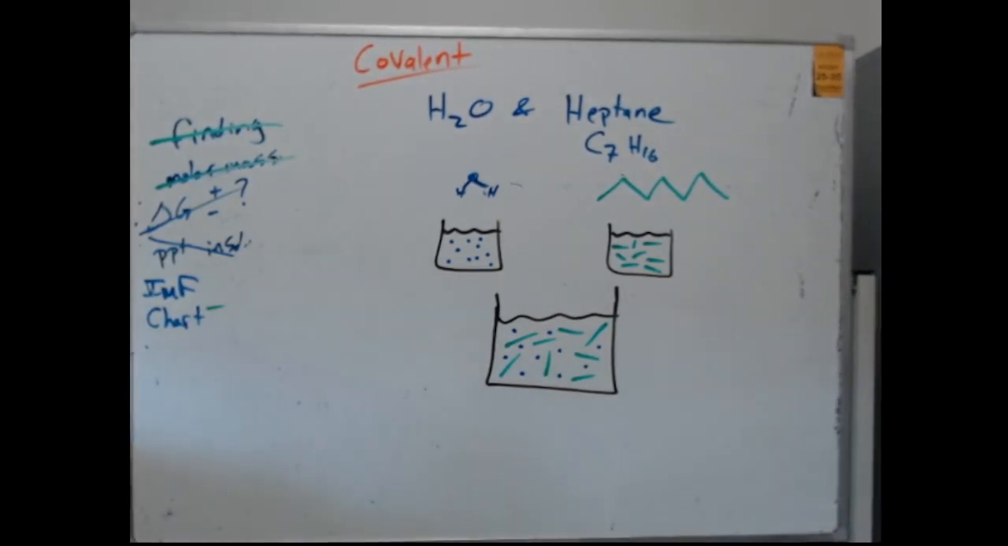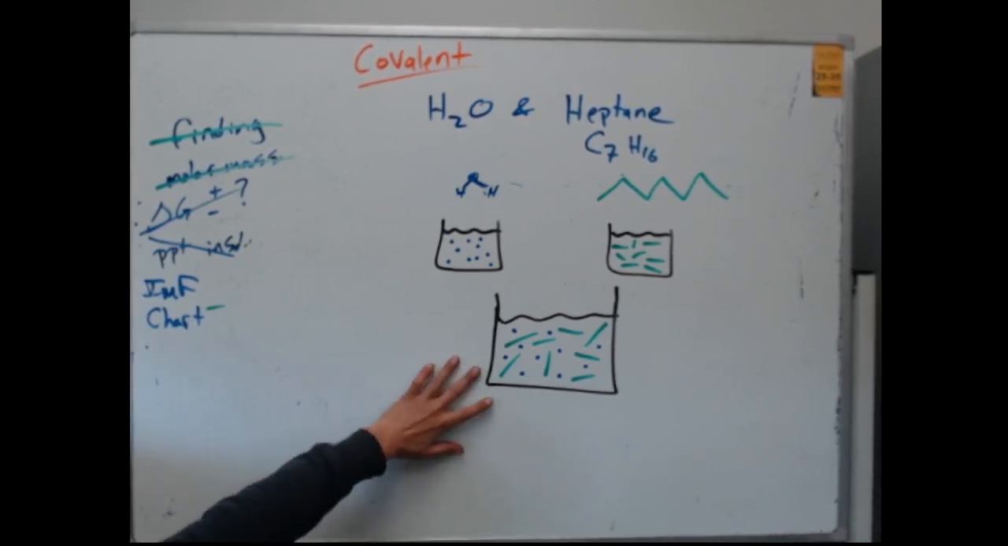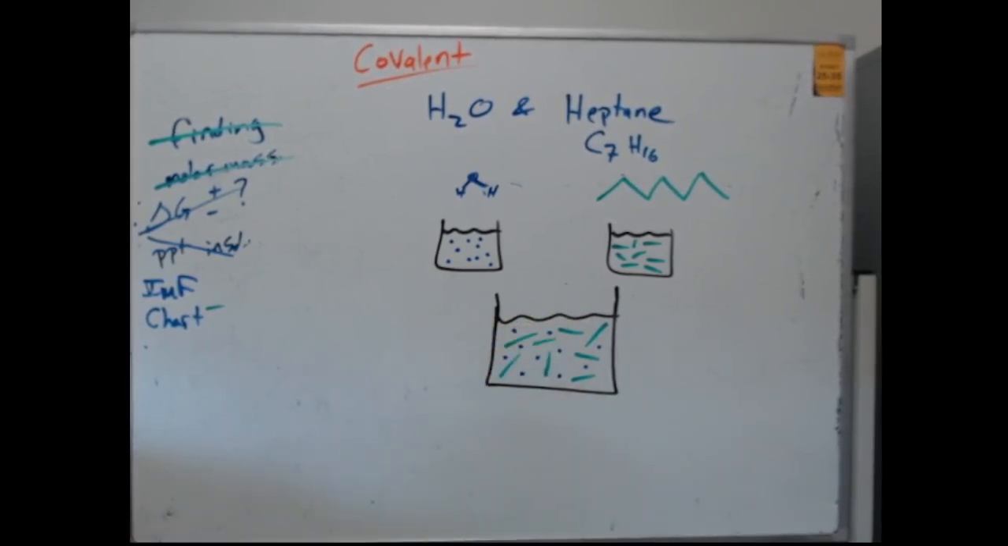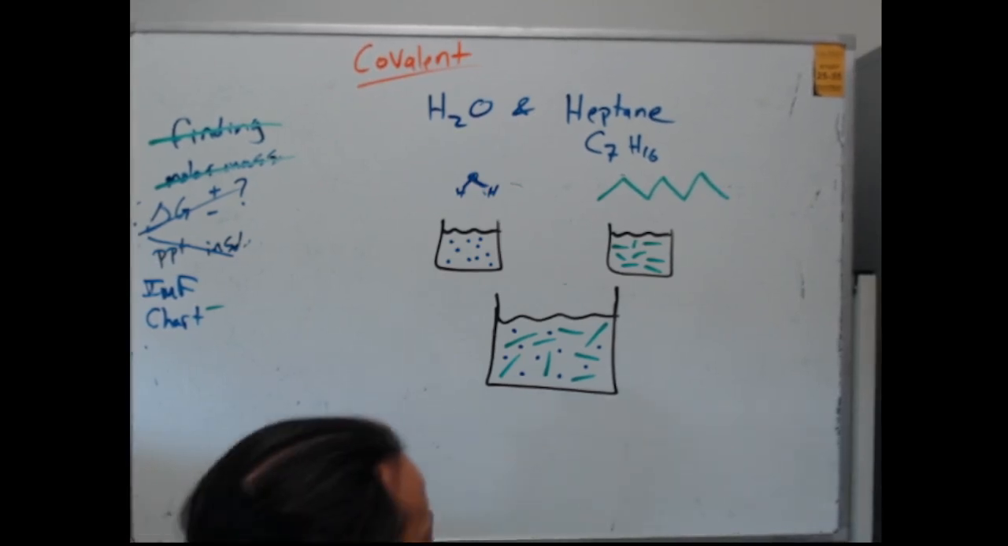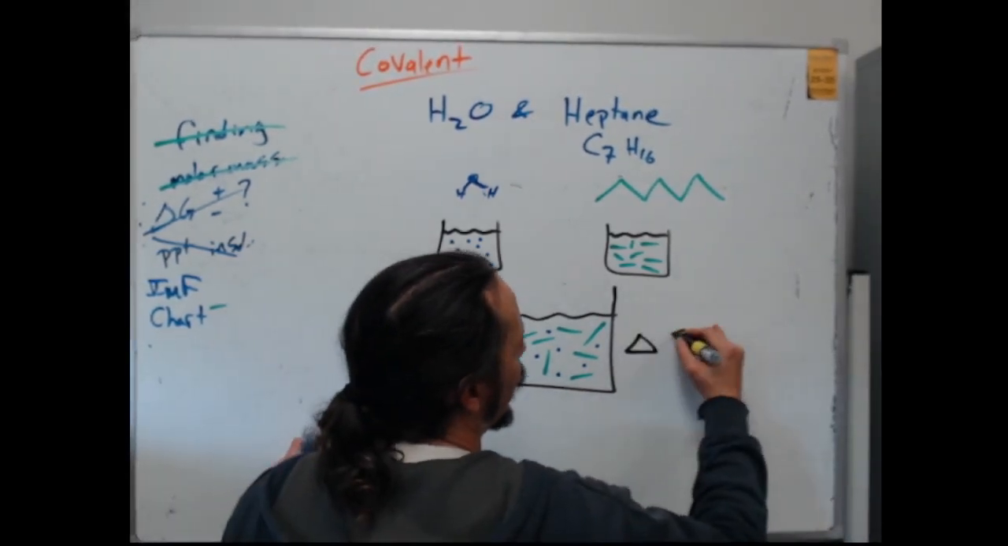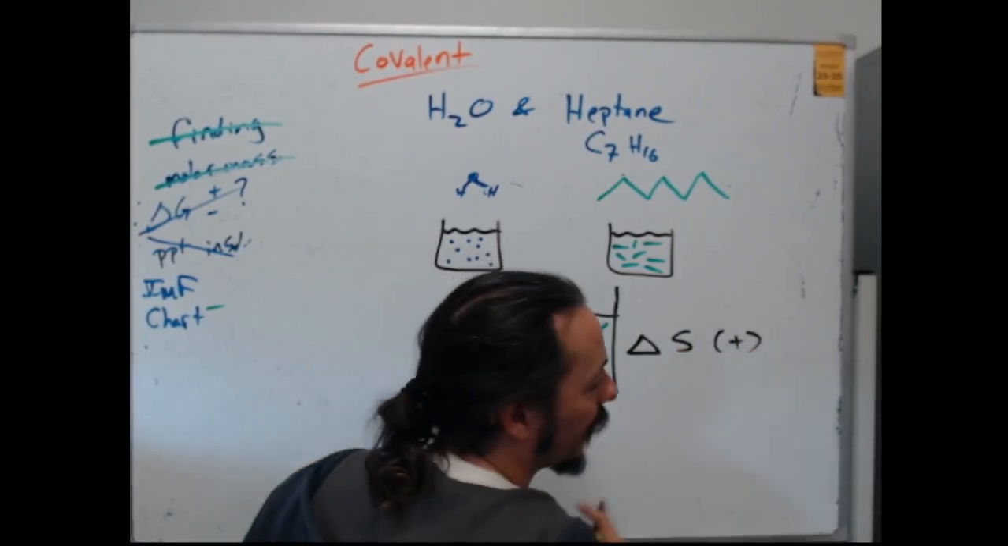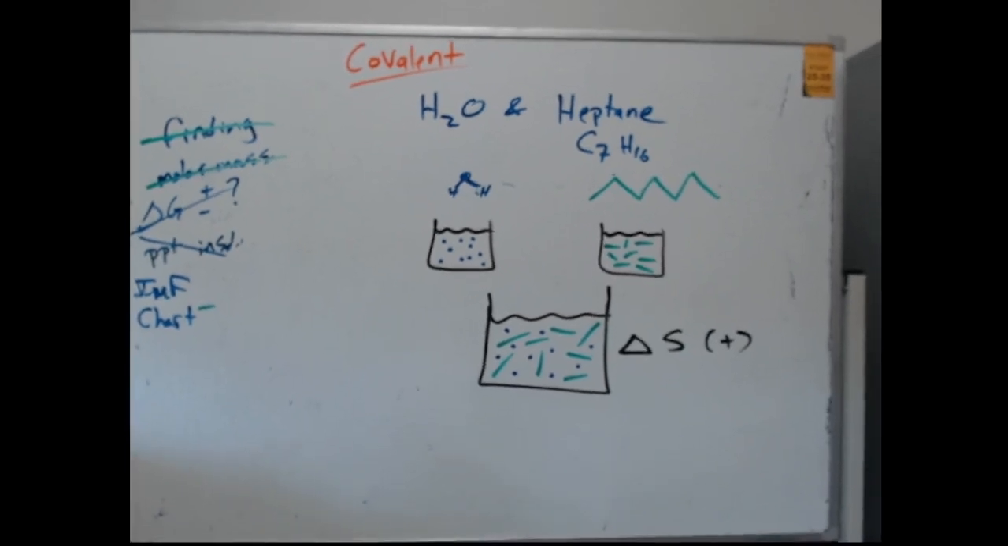Right? More jumbled. Can I draw the picture a different way? Can I draw the picture more different ways than individually? Right? That more ways to draw it, that more ways things can arrange, that's what tells me delta S is going to be positive. If they indeed mix, I would get an increase in entropy. Do they actually mix?